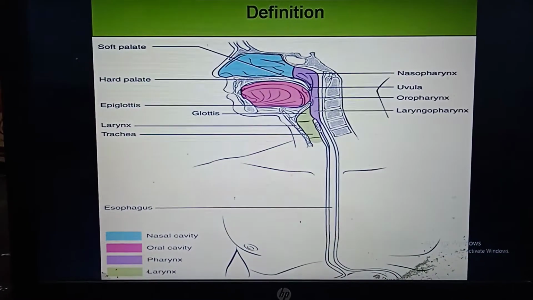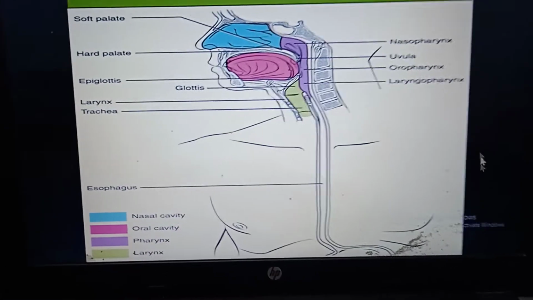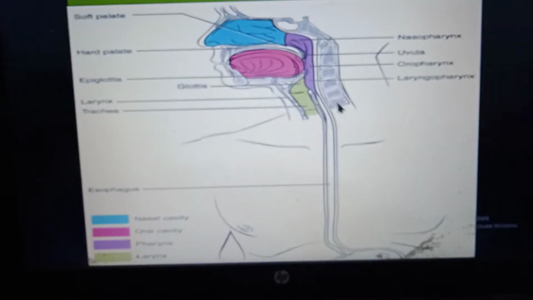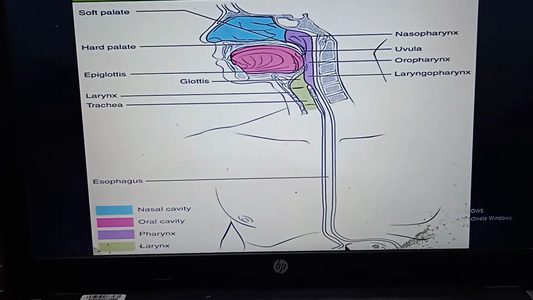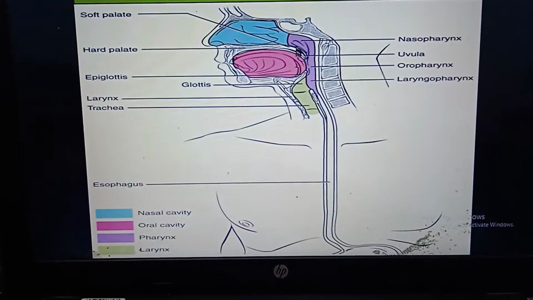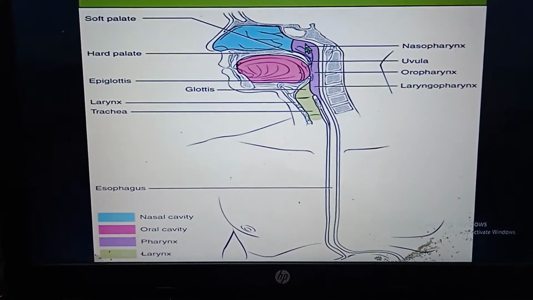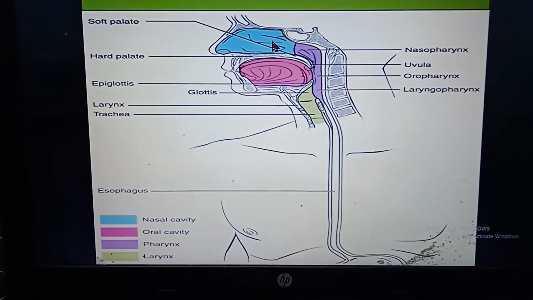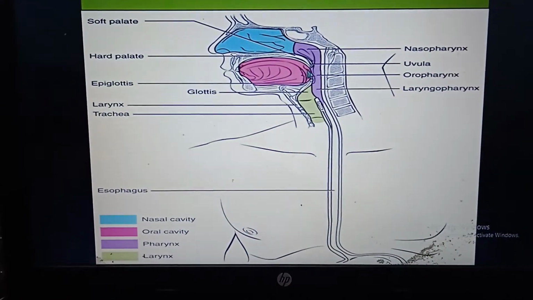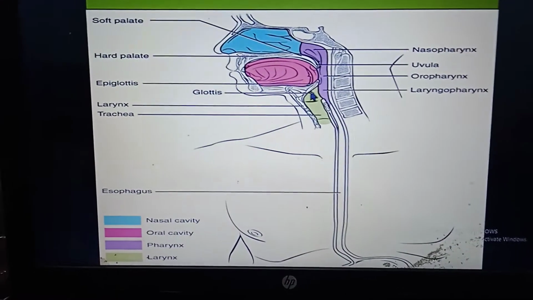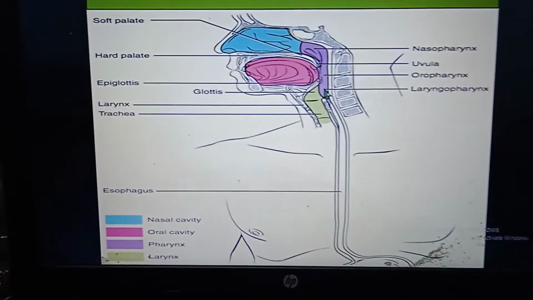First come to definition. What is oesophagus? It's a long muscular tube, extends from the pharynx up to the stomach. This whole thing in purple color, this one is pharynx, composed of three parts. Above, just behind the nasal cavity, this one is nasopharynx. Behind oral cavity, here is oropharynx, and just behind the larynx, this is laryngopharynx.